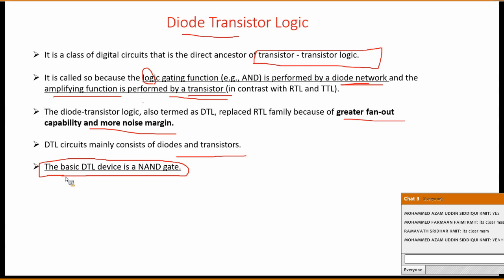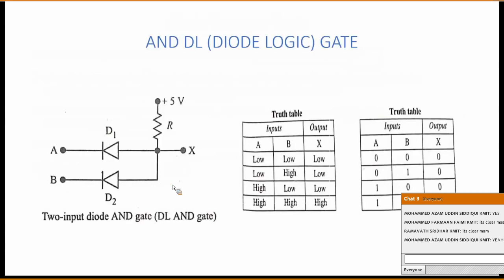I'm repeating these points because at the end you will end up with so many logic families, and you will be confused about what points should be written for what logic family. The amplification is done by the transistor network, and it has greater fan out and more detailed design. Okay, now we will see the circuits.